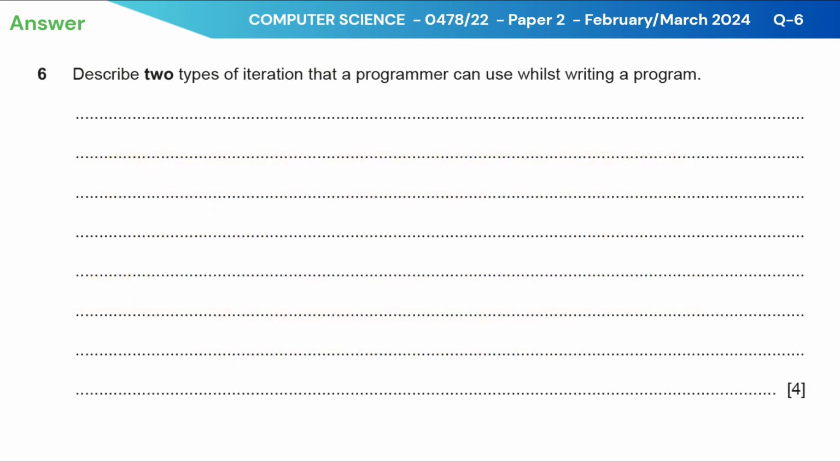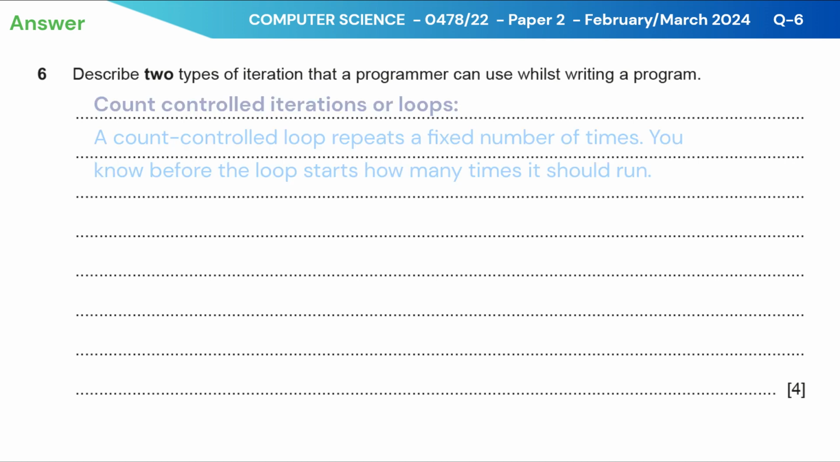Since you only need to describe two types, each correct answer will be worth 2 marks. That means it's important to include a brief explanation with each answer to get full marks. For your reference, I'll provide 3 sample answers so you can get a better understanding of how to write a strong response. First of all, count-controlled iterations or loops. A count-controlled loop repeats a fixed number of times. You know before the loop starts how many times it should run.